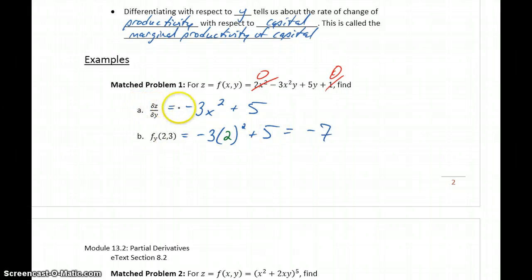Part A is about getting familiar with this idea of differentiating with respect to, in this case, y instead of x, and realizing that all of these x's, even though they are a variable, when we go to differentiate with respect to y, we just treat those as constants.